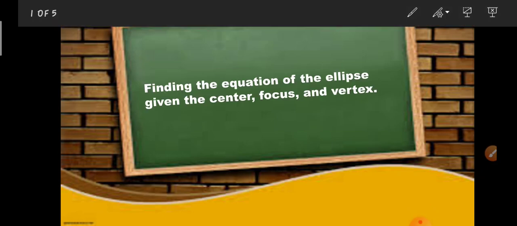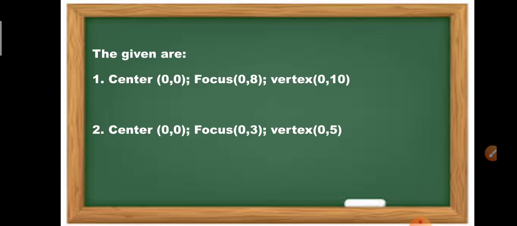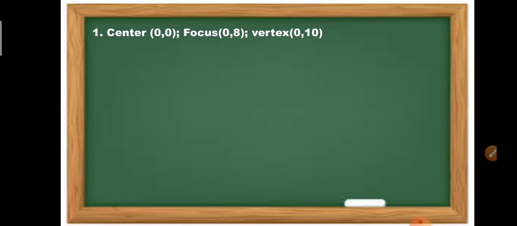Now I am going to discuss how to find the equation of the ellipse given the center, focus, and vertex. Number 1: we have the given center at the origin, focus at (0, 8), vertex at (0, 10). Number 2: center at the origin, focus at (0, 3), and vertex at (0, 5). Let's answer number 1.